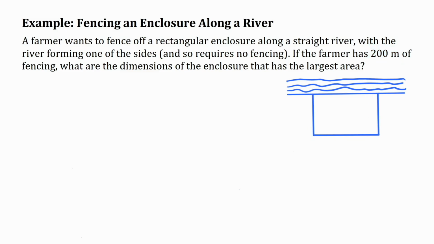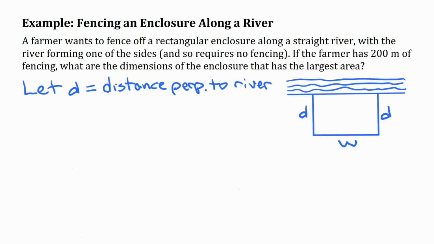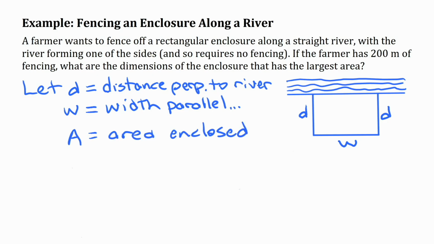And so we can start to quantify this and introduce some variables. You could again just use x and y, call the two dimensions x and y, but I think it helps to be as specific as you can. So I'm actually going to call these ones d, and I'm going to call that one w. The reason is I'm going to call that one d because it's the distance perpendicular to the river, just to be specific about it. And then I'm going to use w as the width, and we can say parallel to the river. And then we're talking about maximizing the area, so we're going to use A for area that is enclosed.